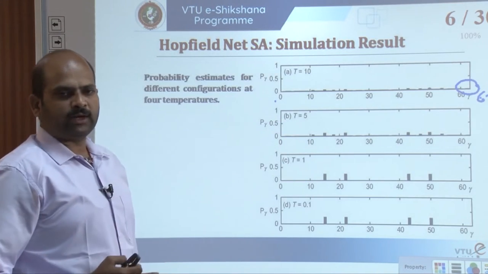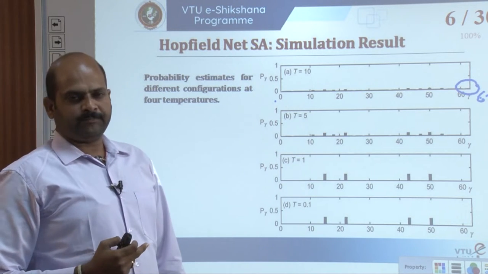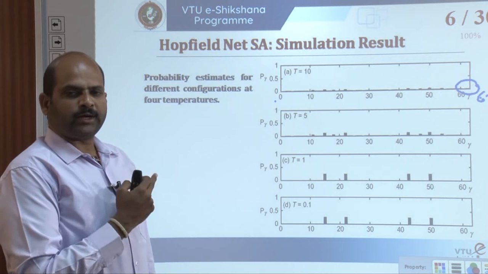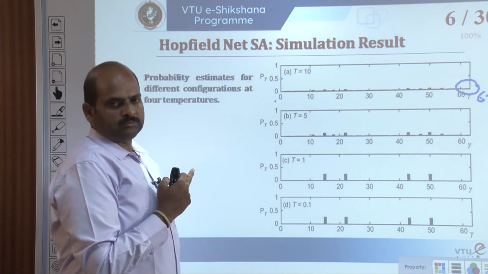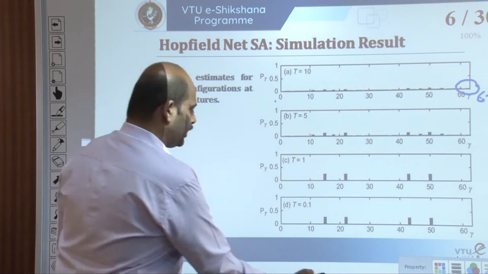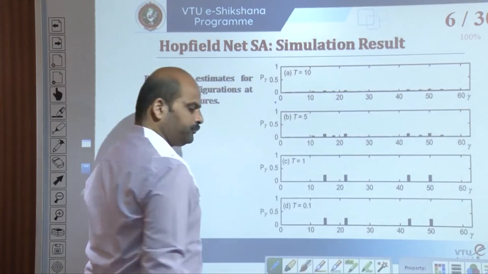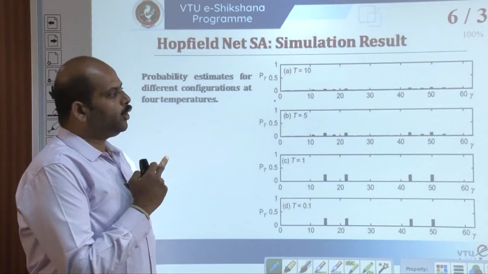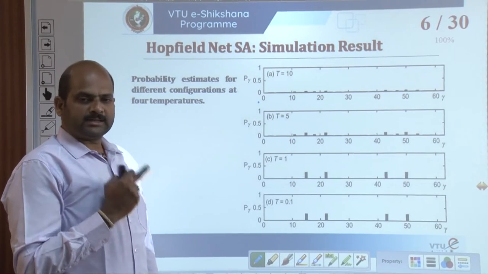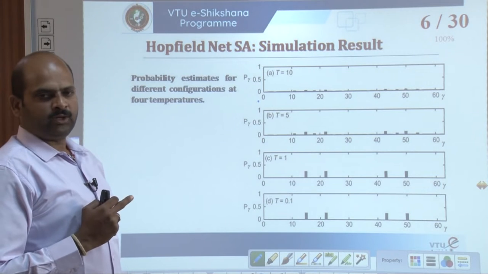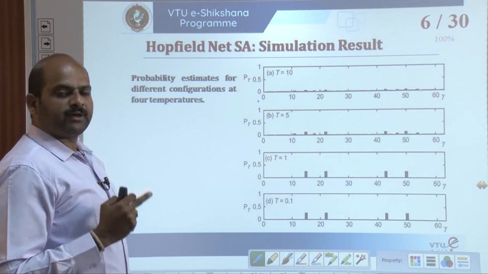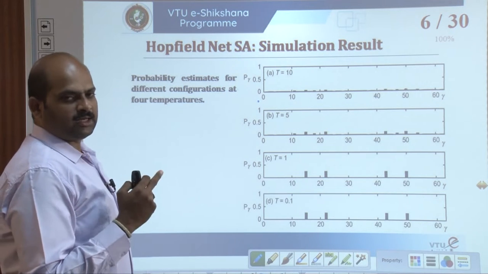Let me see one by one, then we can go for the final energy configuration. Note that the lowest energy corresponds to the encoded associations A1 and A2 and their complements A1 dash and A2 dash. Here we have to understand this clearly, guys. Hence, the energy of A1 is equal to the energy of A2, and that is equal to the energy of A1 dash and the energy of A2 dash.